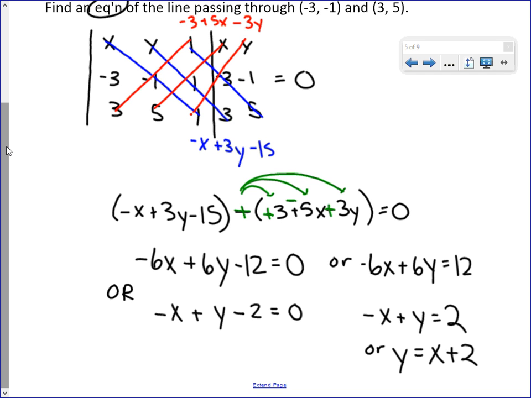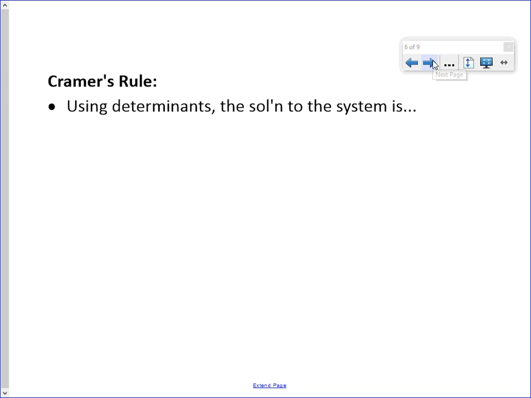Just be really careful. I think this green area right here, with the distributing of the negative on the second diagonal going up, is going to be an area of caution that you'll need to pay attention to. Okay, so let's finally get into Cramer's rule.